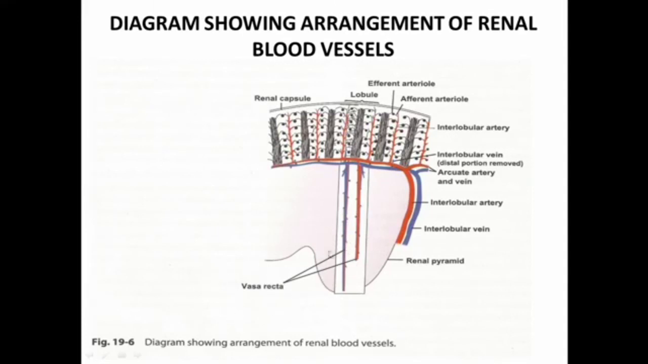Now these vasa recta, or this vein, enter into the interlobular vein, and then they join this arcuate vein, and ultimately it comes out as the renal vein. So there are some differences in the upper part of the cortex and in the lower part of the cortex in the drainage of the blood out of the kidney.